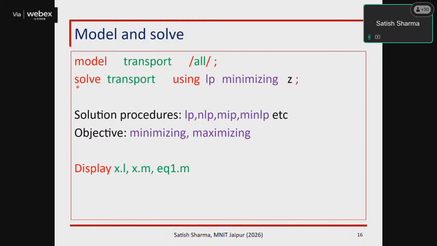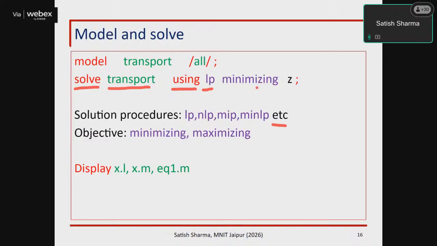Then again, the solve statement. So now we will write down solve, what to solve? We have defined a model, so we have to solve this transport model. How to solve? We have to define using linear programming. These are basically different procedures. Depending upon the type of problem, we can use linear programming, NLP, MIP, MINLP, and there are others as well. So I have placed LP.